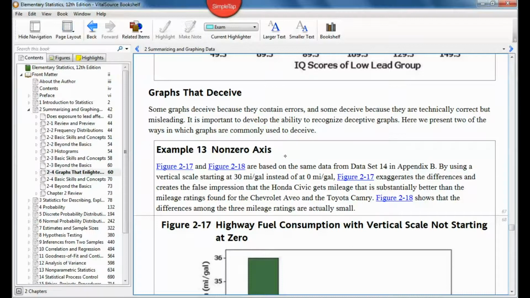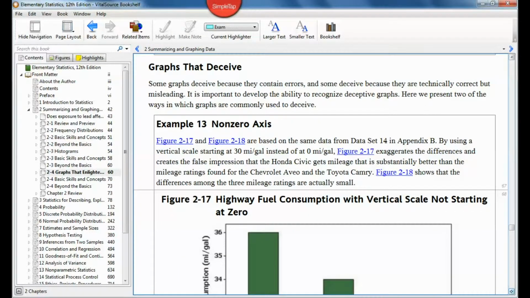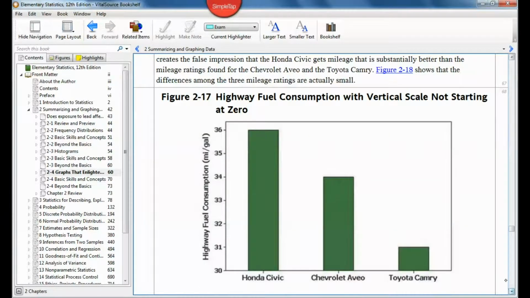A non-zero axis, that's what we saw earlier in the class, a few class meetings before this. That means the axis doesn't start at 0. See, it starts at 30 here. So it creates something that is really not there.